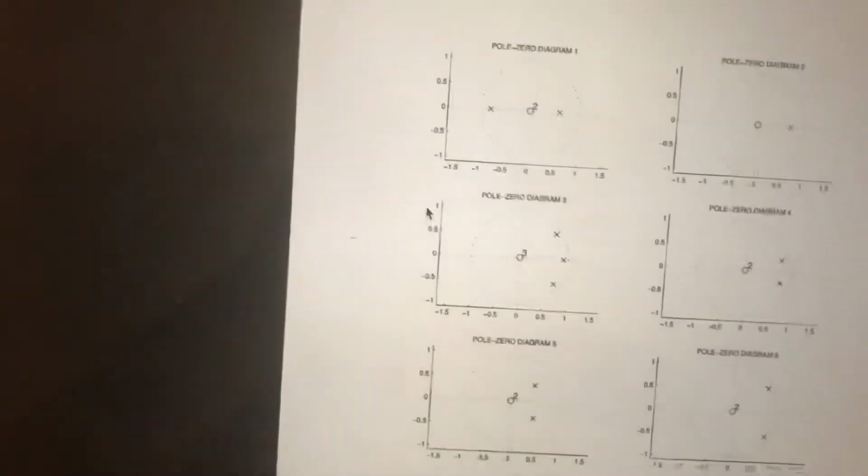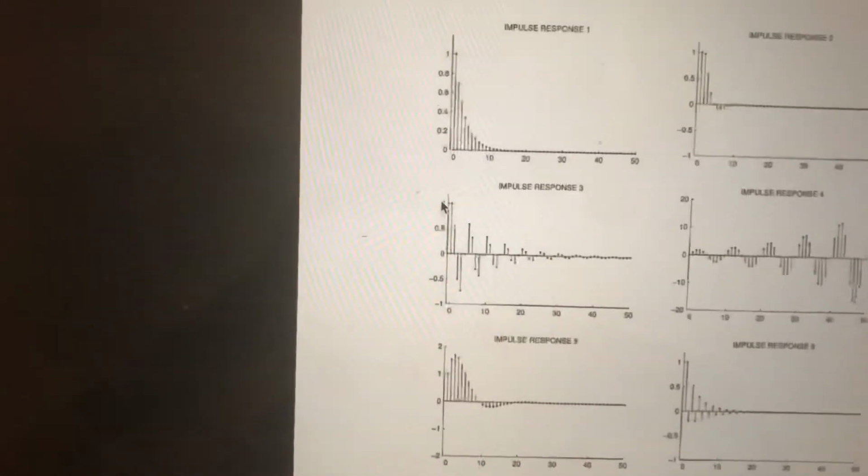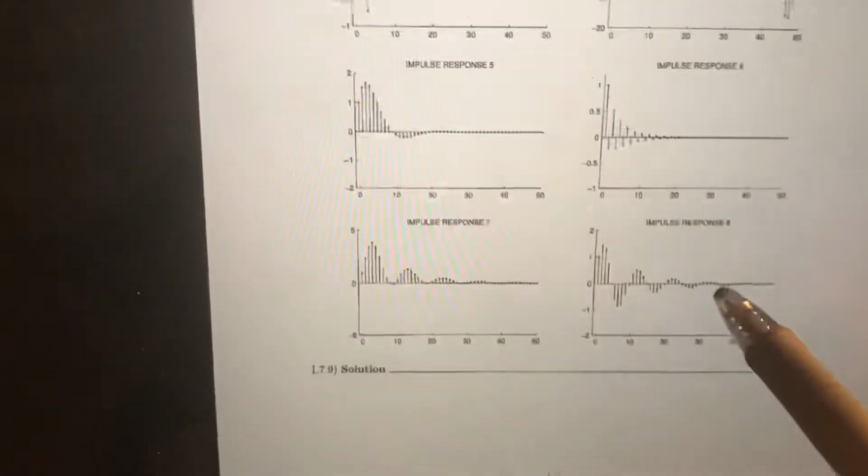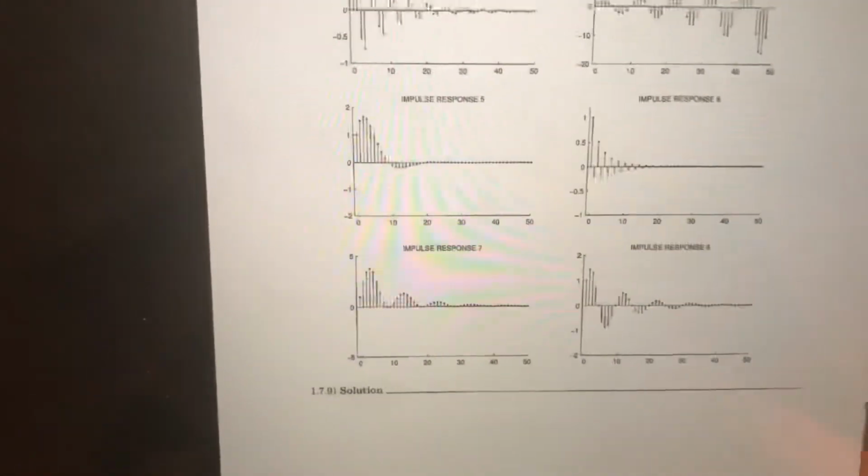Then let's look at pole zero diagram 5 and 6. Their angle is similar, as we can see from the graph, which means their frequency is similar. Then we have pole zero diagram 6's vector mode is larger than that of 5. So we have pole 6 corresponds to impulse response 8, and pole 5 corresponds to impulse response 2.